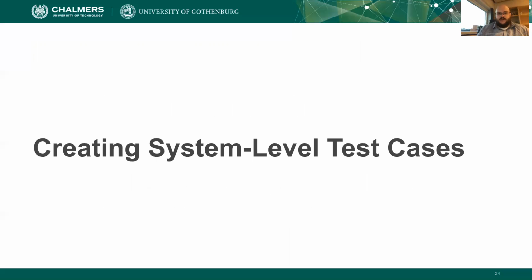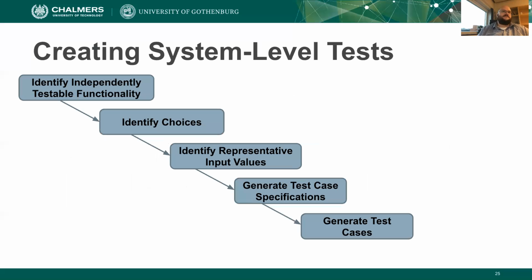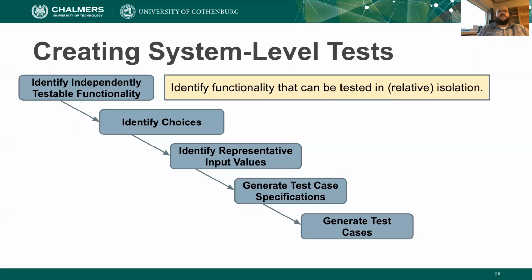Then let's talk about how we create system level test cases. Creating system level test cases is a 5-stage process, where first you need to figure out what the independently testable functionality of your system is, or if you're testing at the subsystem level, of what your subsystem is. What features or functions are surfaced by an interface and can be tested relatively on their own outside of other high-level functionality of your system? What can we push and observe in the software?